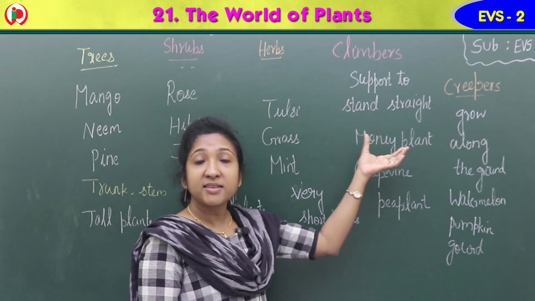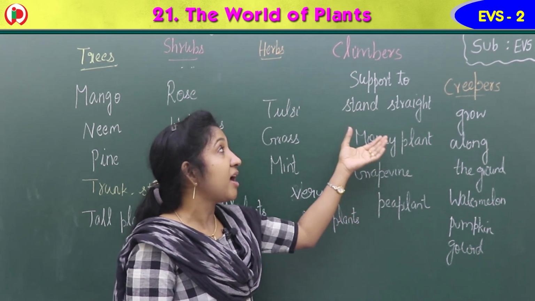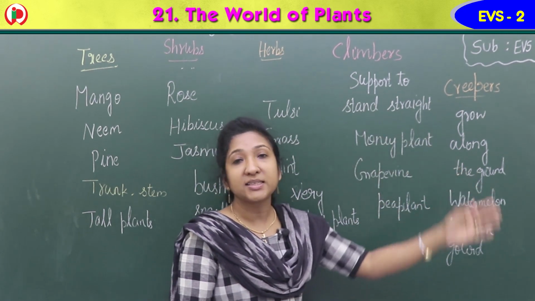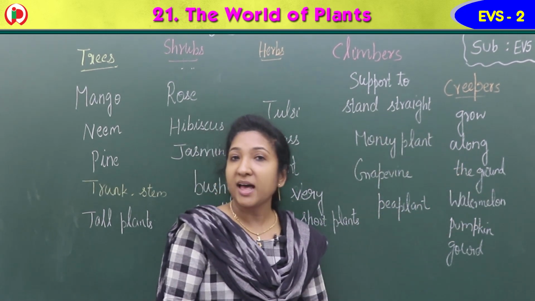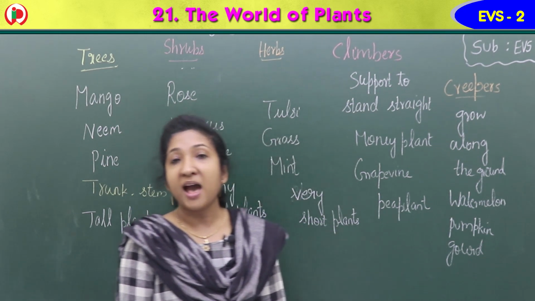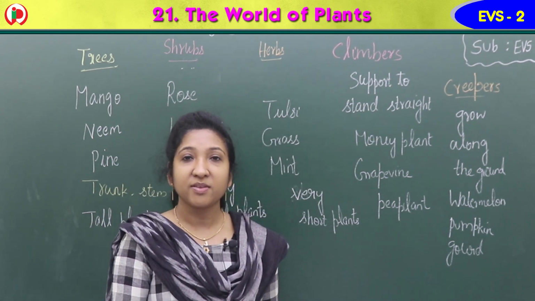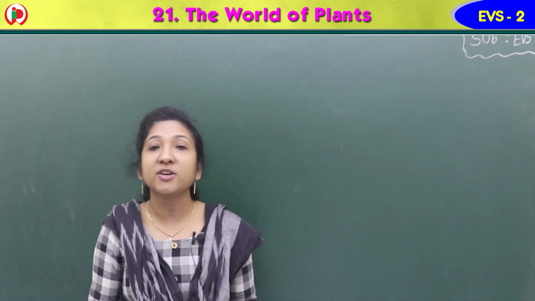Then the plants that need support to stand straight are climbers. Plants that grow along the ground are creepers. So these are the different types of plants around us. Okay children, did you understand? Yes, good. So far we learned about different types of plants around us.